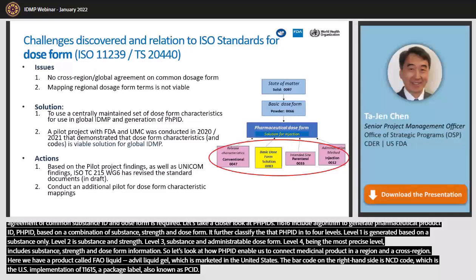A pilot was conducted by FDA and UMC in late 2020, early 2021, and that demonstrates the use of characteristics as an alternative is a viable solution to generate global PHPID. Based on the findings of the pilot and UNICOM findings, ISO TC215 Workgroup 6 started to revise the ISO 11239 standard and the related technical specification 20440 to include dose form characteristics as a way to generate global PHPID. The working group also recommends to conduct an additional pilot with dose form characteristic mapping with additional regions.